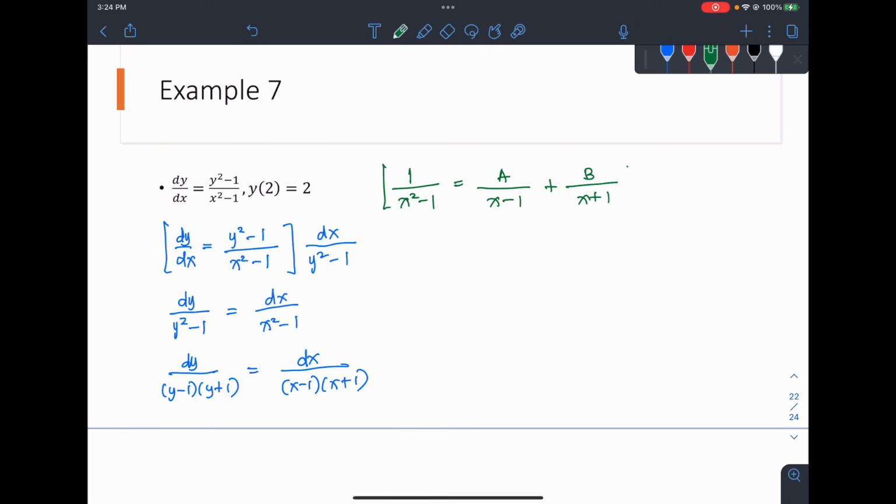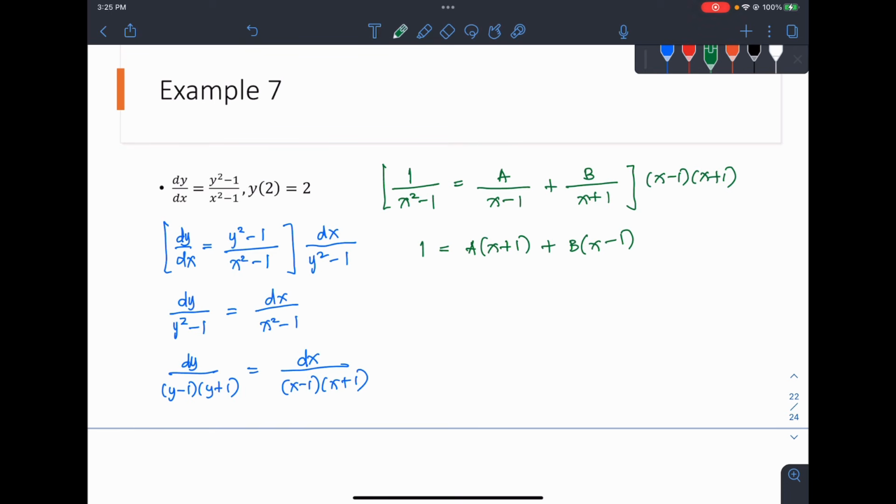So we multiply everything by x squared minus 1, or the product of x minus 1 and x plus 1. So x squared minus 1 will be cancelled out, leaving us 1. Then A, x minus 1 will be cancelled out, giving us x plus 1. Then plus B, x plus 1 will be cancelled out, leaving us x minus 1.